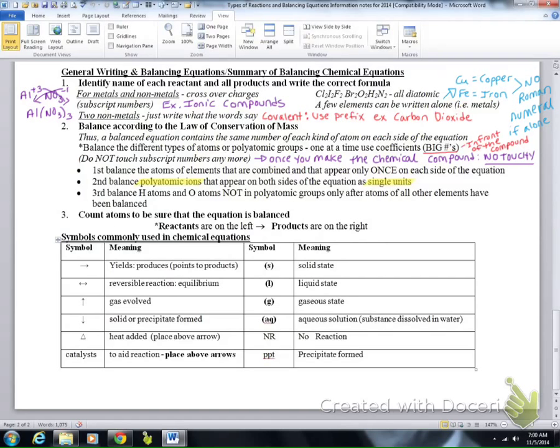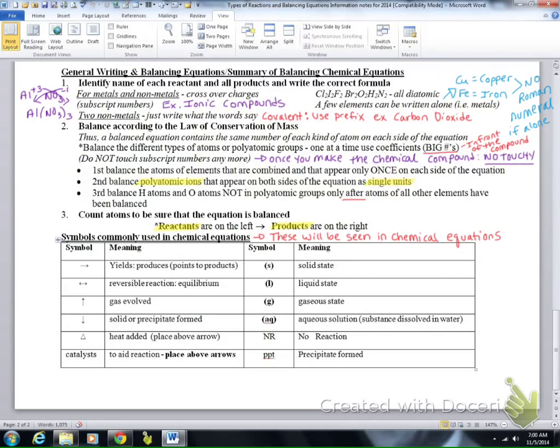Then the third step here is we're going to count all the atoms to be sure that the equation is balanced. And then we're going to make sure that our reactants, which are on the left-hand side, are equal to our products, which are on the right-hand side. So we just want to make sure we have equal amounts of all of those. And then on this page right here, we're going to use this grid a lot, and this is just a reference point for things that will be included and seen in a chemical equation.